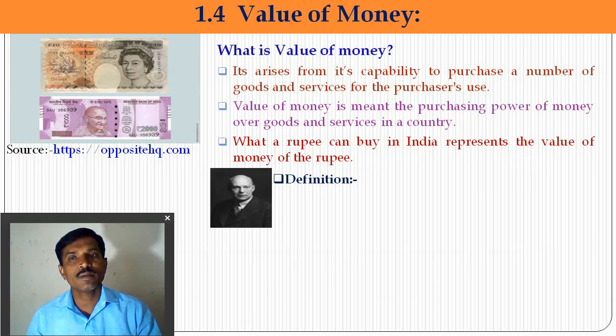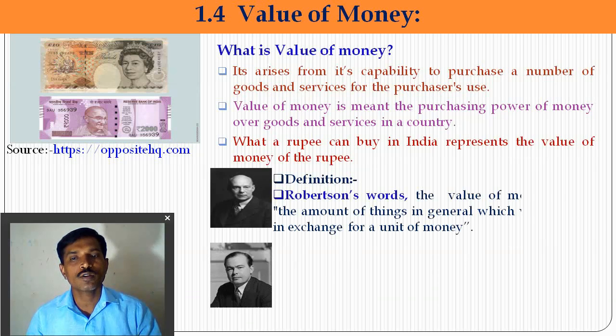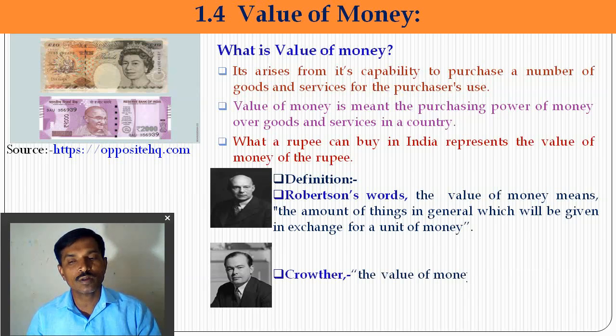So there are different definitions given by different economists. According to Robertson, the value of money means the amount of things in general which will be given in exchange for a unit of money. And according to Crowther, the value of money is what it will buy. So how many goods we can purchase with one unit of money is called the value of money.